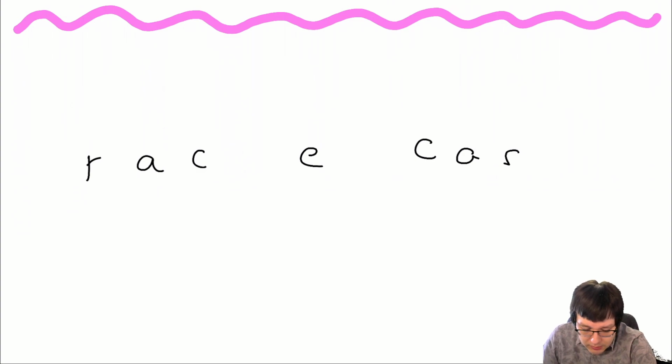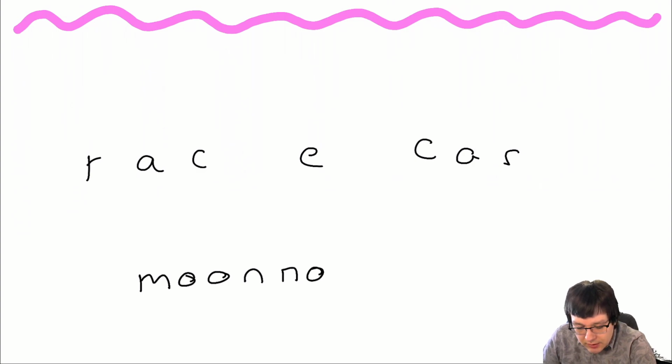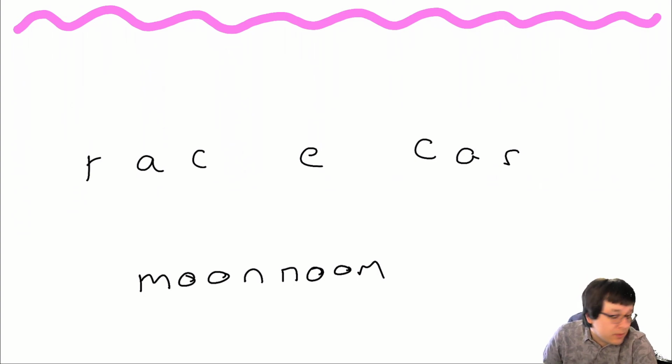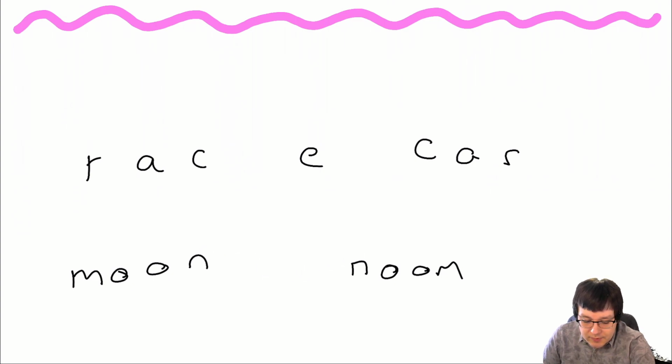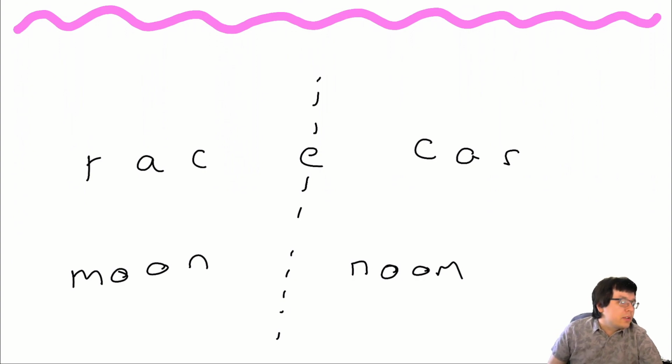Like the word moon, and then noom, I suppose. In this case, we have an even number of letters, and as you can see, it's the same thing on each side. It makes it easier to see if you separate it like that. This is where you're splitting it right down the middle in these scenarios. Okay, so that's a palindrome.